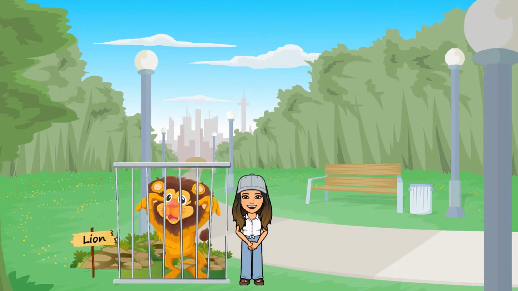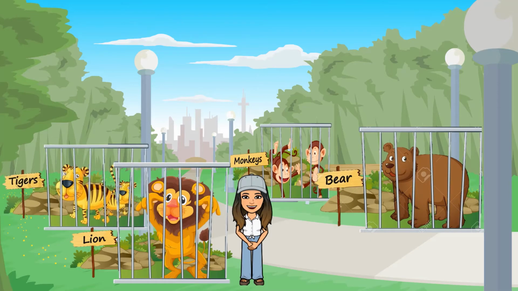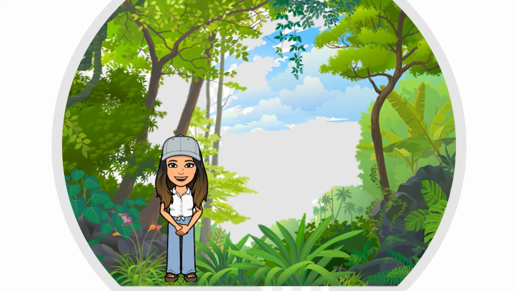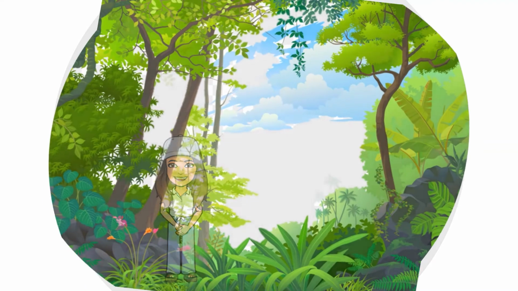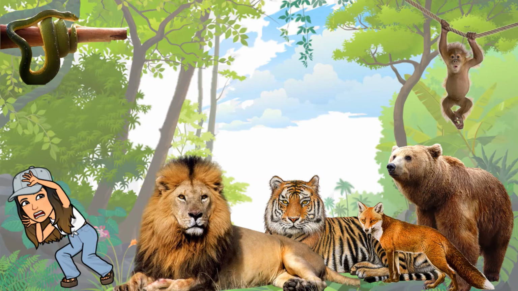We can find lions, bears, monkeys, and tigers inside zoos. These animals are cared for inside zoos, but they are actually from forests or from the wild. And in the wild, there are also snakes, foxes, and many more.